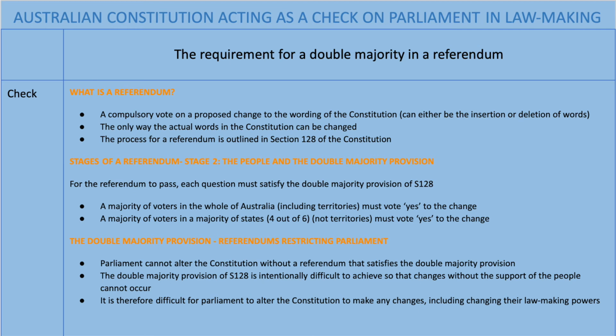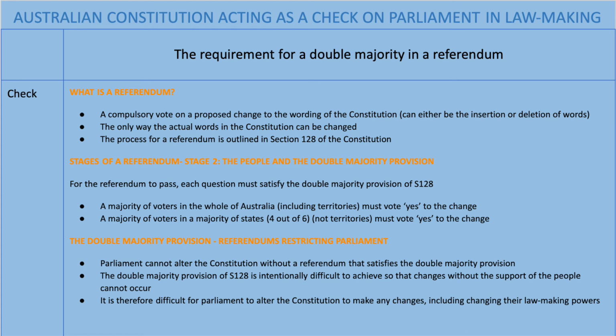There are many stages of a referendum which you would have looked at, but for the purpose of this video we'll be looking at stage 2, the people and the double majority provision. For the referendum to pass, each question must satisfy the double majority provision of section 128. So this is that a majority of voters in the whole of Australia, including territories, must vote yes to the change. And a majority of voters in the majority of states must vote yes to the change.